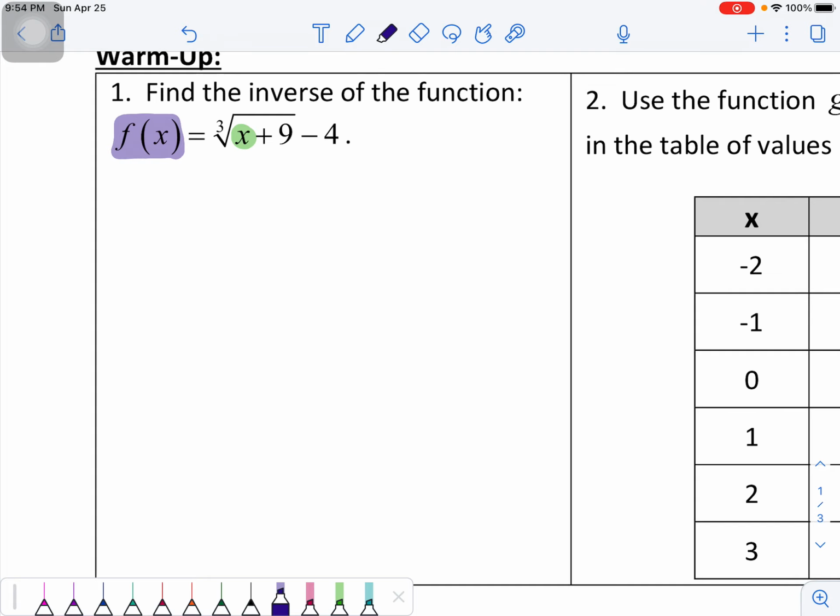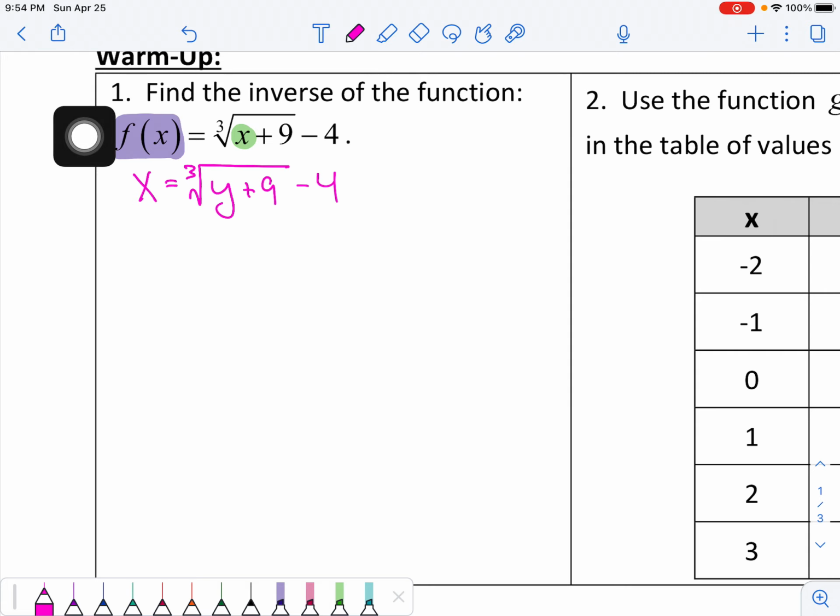And I want to reverse those two variables. So wherever I have an x, replace it with a y. Wherever I have a y, replace it with an x. So this first step is going to be x equals, now I'm going to do the cube root of y plus 9 minus 4. So where I had a y, I replaced it with x. Where I had an x, I replaced it with y. Now I want to resolve this thing for y.